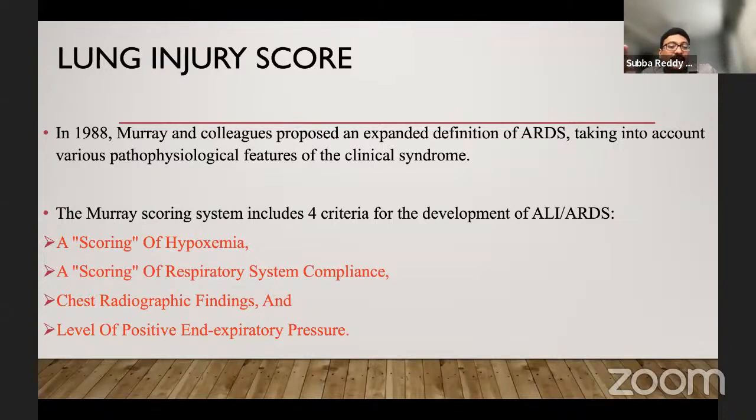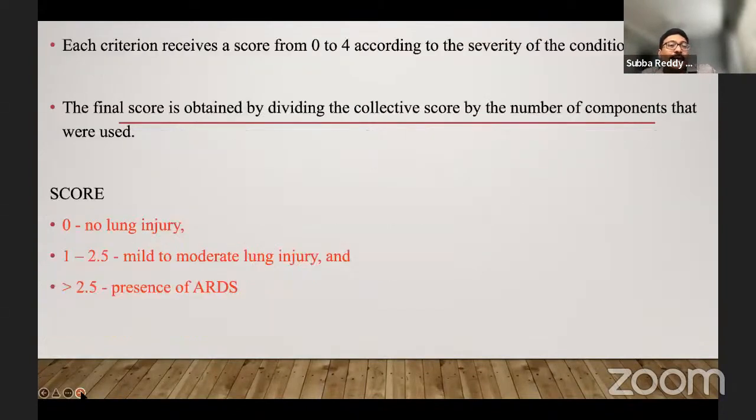The Murray has given a scoring system for the ALI or ARDS patients. So based on this scoring system, you can decide when to go for advanced ventilation, when to go for ECMO, and you need to write the Murray scoring system into your case sheet when you are treating an ARDS patient. So each criterion receives a score of 0 to 4 according to the severity of the condition. The final score is obtained by dividing the collective score by the number of components that were used.